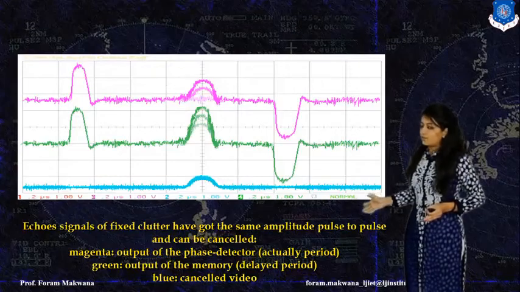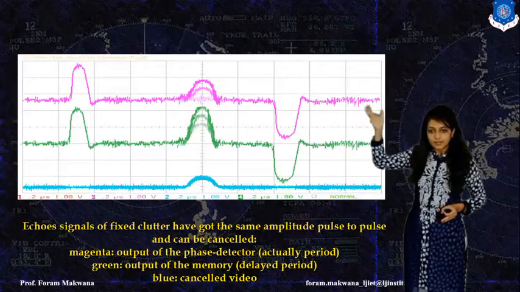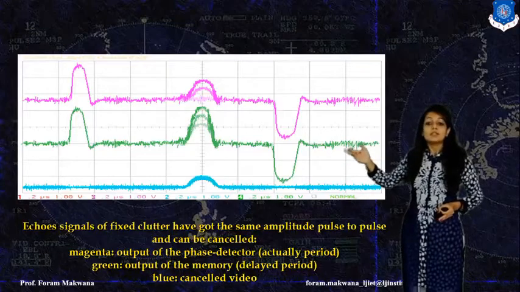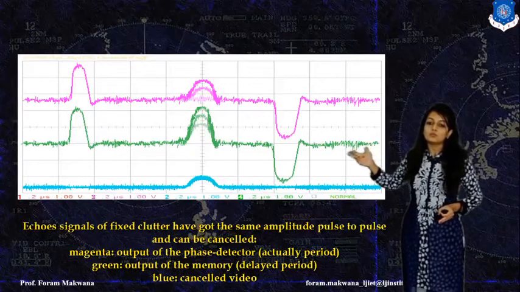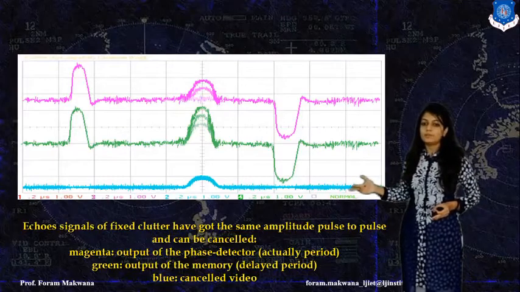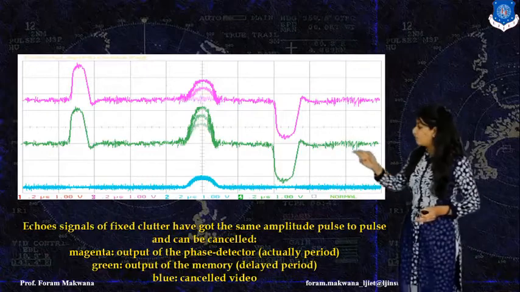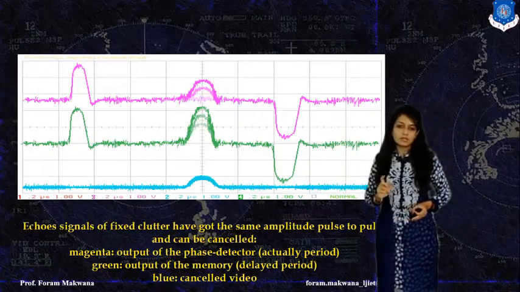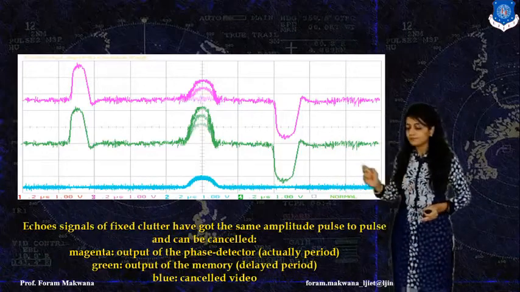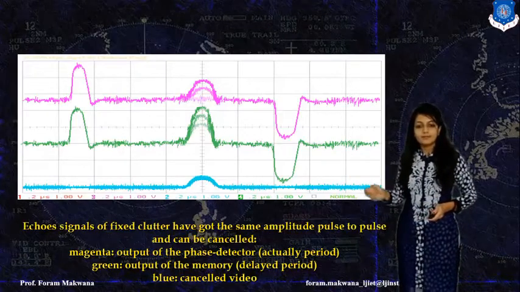So the magenta color represents the output of the phase detector. The green graph represents the output of the delayed pulse, and the blue represents the cancelled value, or we can say we are going to cancel the echo signal from the stationary target. Alright?